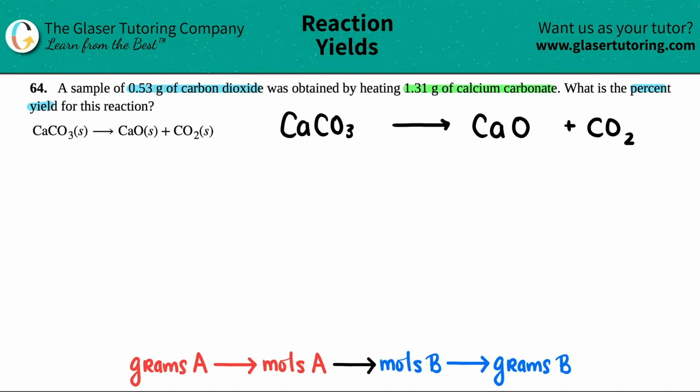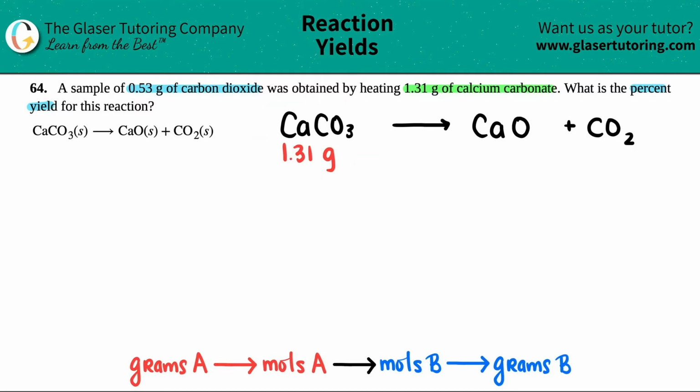Okay. The first thing I see is I don't see any coefficients, right? So I'm just going to do a quick check to see if this is a balanced equation. But it looks like it is to me. Coincidentally, they're all ones here, which makes it easier for us. Now I'm going to write down the information they told us. We heated 1.31 grams of calcium carbonate. That's this guy. So I have 1.31 grams of the calcium carbonate.